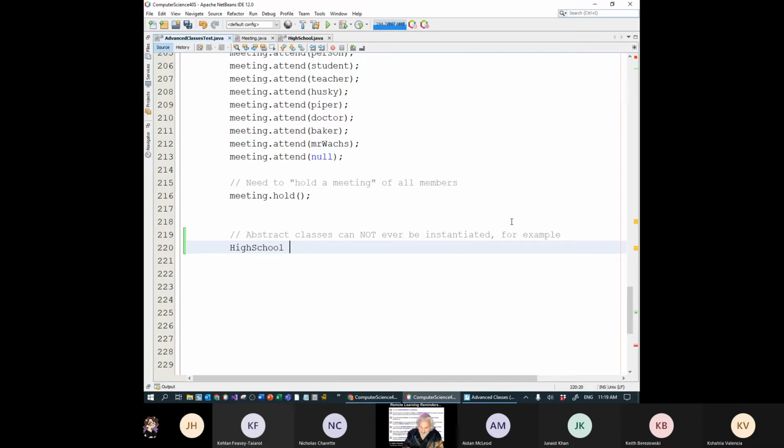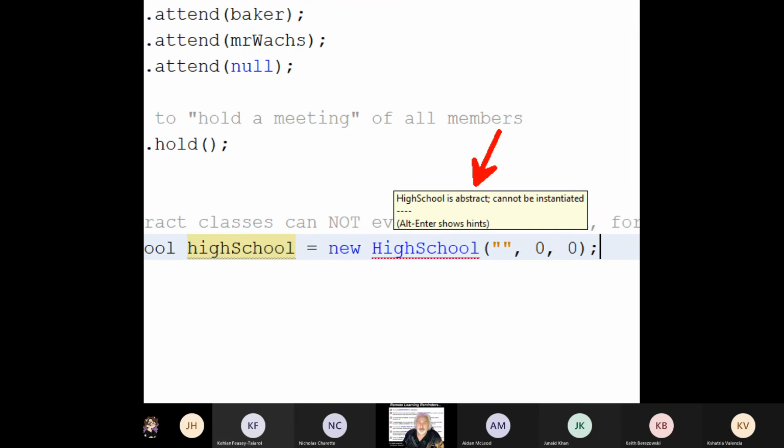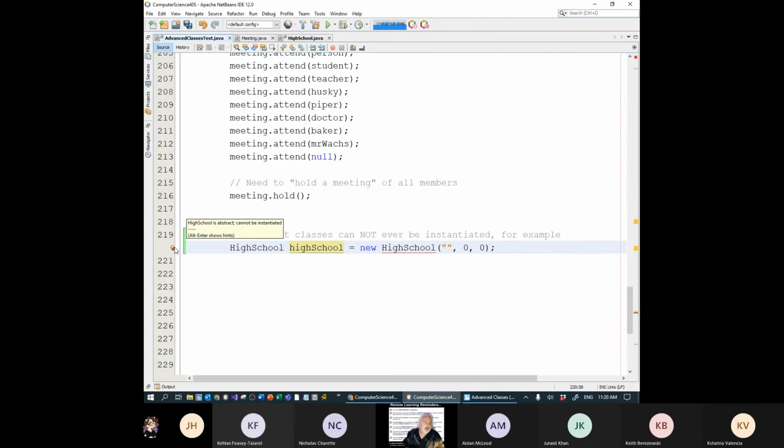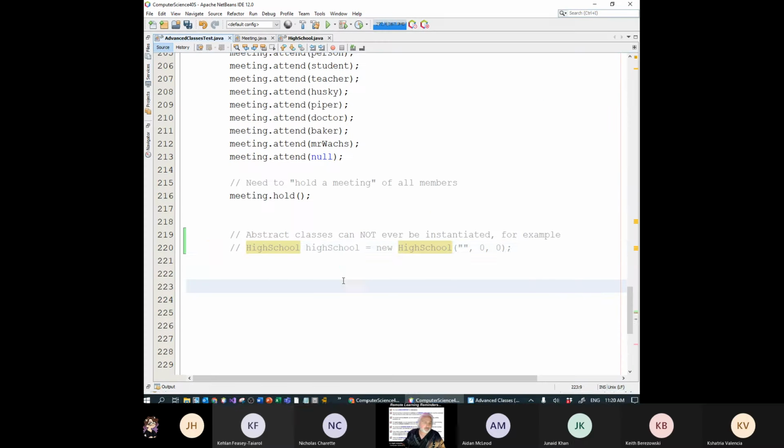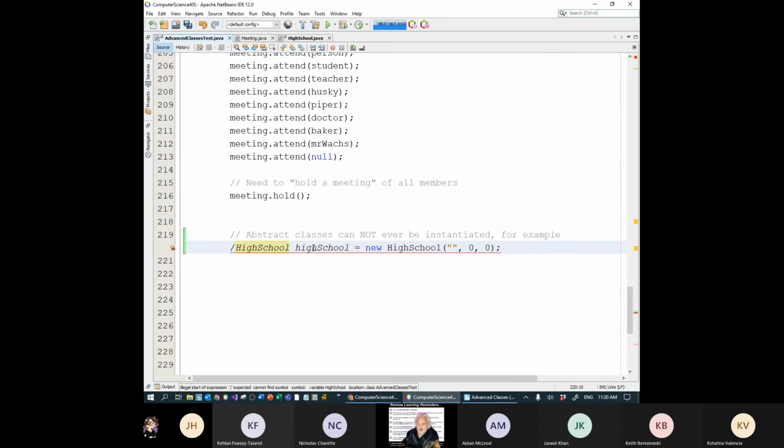For example, if I tried to go and make high school, okay, which I just imported, high school equals new high school, give it a name, age, and student. Notice it's doing something weird with the code. It is generating an error, and that error is clear. High school is abstract. It cannot be instantiated. So this line is impossible. So I'm going to comment it out. It's an error, okay? That high school class is now made abstract, okay? So by making it abstract, this is now code that cannot be done.